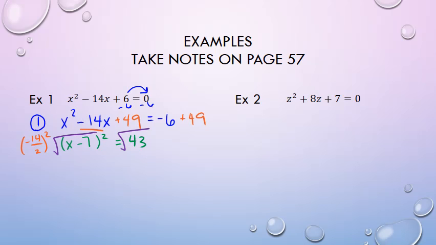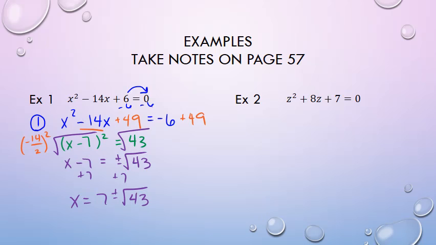Okay, so we're going to square root both sides, and I'll be left with x minus 7 equals positive negative, remember I have to do that, square root of 43. Now we're going to add this 7 to the other side, and my final answer looks like this.